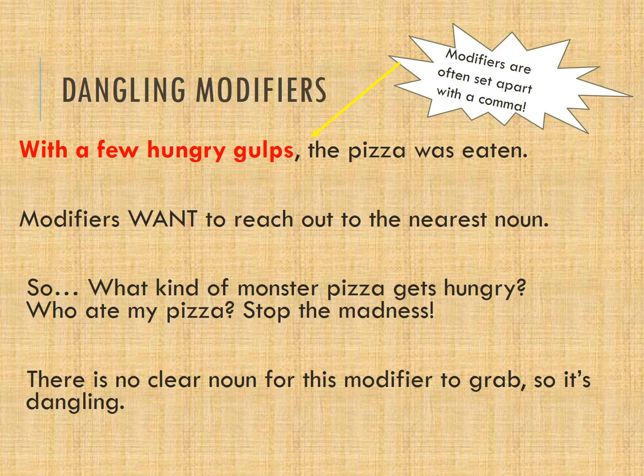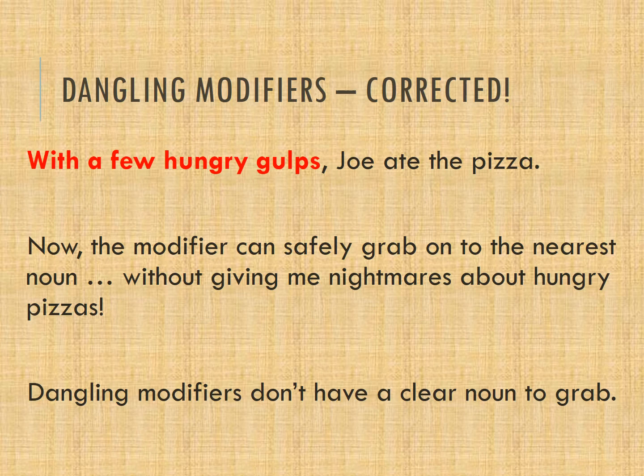There's no clear noun or target for this modifier to grab, so it's just dangling there, helpless. Here's a corrected version. With a few hungry gulps, Joe ate the pizza. Because dangling modifiers don't have a clear noun to grab, it's got to be added back into the sentence. So now we can rest assured that there's a person who consumed that pizza with a few hungry gulps. Perhaps Joe ought to slow down a bit.